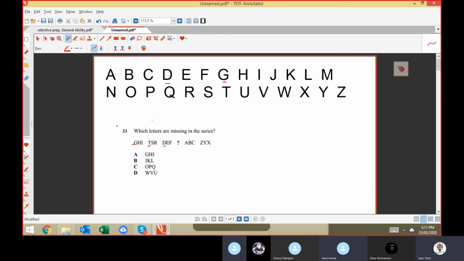Okay, how did you do that? I'm thinking it's D. Can anyone tell me the pattern for what they're finding for G, T, and D? When they're ordering it, they're putting it in like a straight line. All right, what do you mean? Like G, H, I, T, S, R, D, E, F. But aren't these all in order? W, V, U and O, P, Q and J, K, L. So how do you know which one it is?